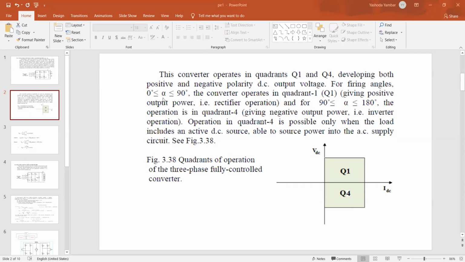You can see 0 less than alpha less than 90, the converter operates in quadrant 1 and acts as a rectifier. It transfers power from source to load, converting AC to DC. With firing angle between 90 and 180, meaning firing angle greater than 90, it operates in quadrant 4 and gives negative output power. Remember, there is no such thing as negative voltage and negative power. Here the word negative output power means the motor acting as generator, or we can use the word inverter, and power is transferred from load to source when the firing angle is greater than 90. In a few books they use the word negative output power.